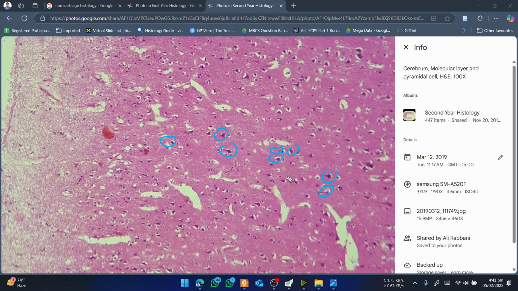In two layers they are more in number and in two layers they are less in number, but the presence of this molecular layer and the pyramidal cells, they have a very typical shape. It's somewhat like this. You can see all of these have their apex pointed towards the top. So these are pyramidal cells, and they can help you identify that we're talking about cerebrum.